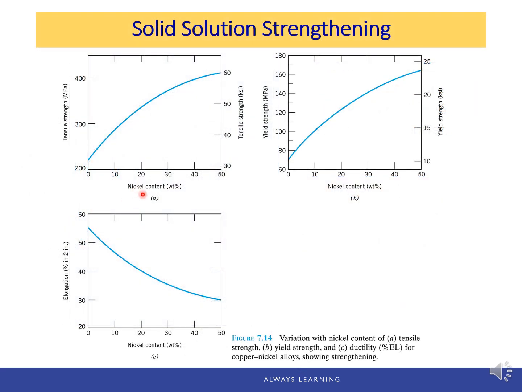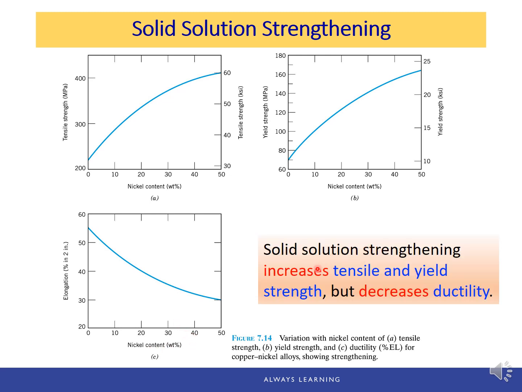By changing the nickel content in the copper-nickel alloys, the mechanical properties of the alloys are changed as well. It shows that with increasing nickel content, the tensile strength of the alloy increases. And the yield strength increases with the nickel content as well. However, the percentage elongation, which represents the ductility of the alloy, decreases with the alloying element, which means solid solution strengthening increases tensile and yield strength but sacrifices ductility. It decreases the ductility of the material.